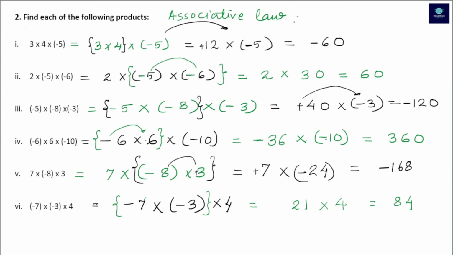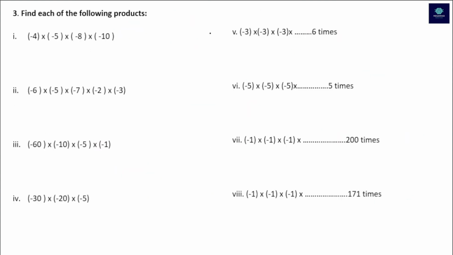in which we have grouped the numbers, we got their product, and then we multiplied it with the remaining number or integer. Now in question number 3, we have to rearrange these integers so that it is easier for us to get the product. Now let us see how we can do this rearrangement.